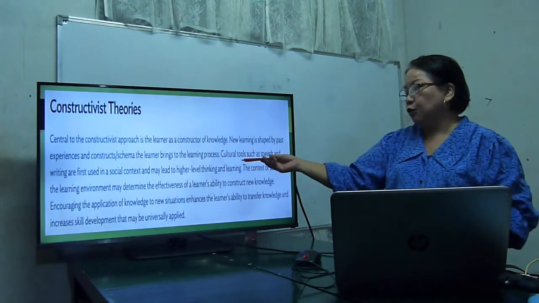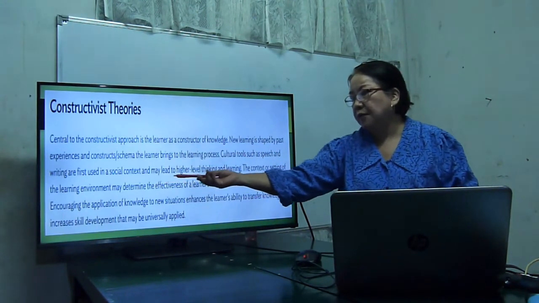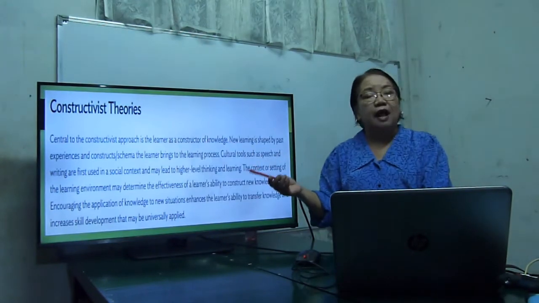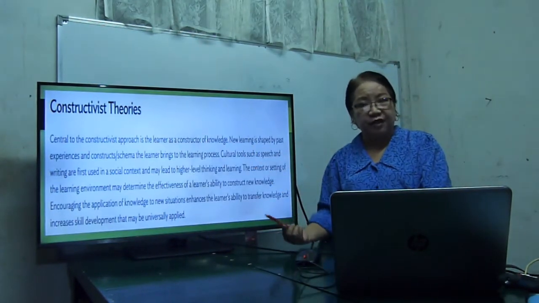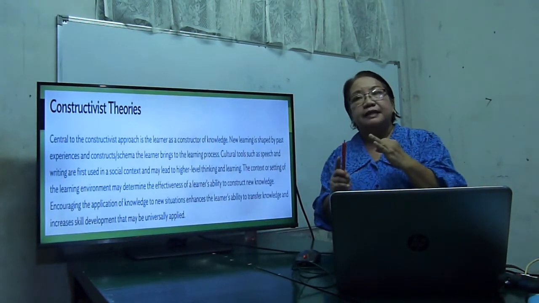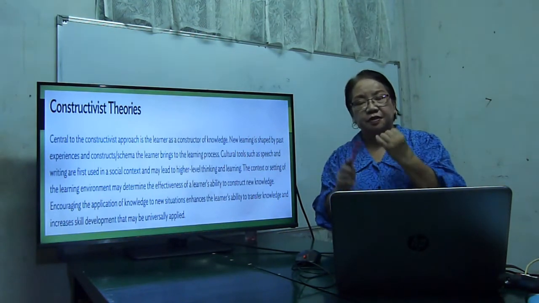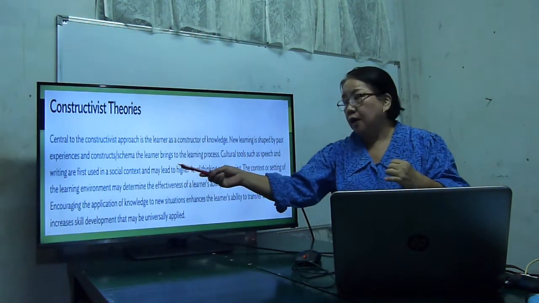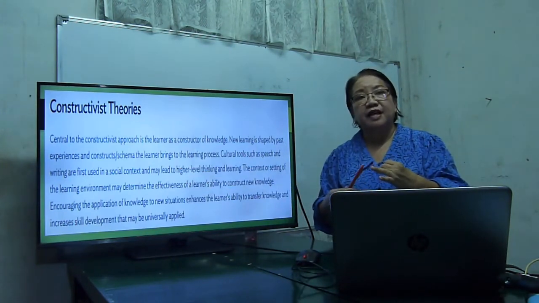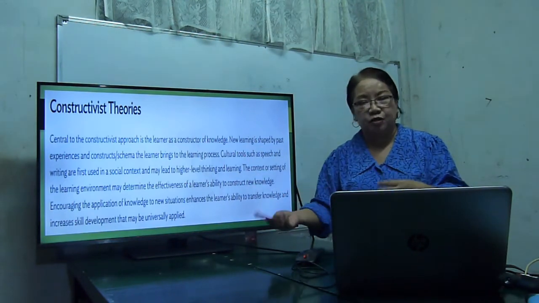So, cultural tools such as speech and writing are first used in social context and may lead to higher level thinking and learning. So, dito papasok si Lev Vygotsky because according to Lev Vygotsky, there are two central factors that help in the learning of the students. One is language and another is cooperative learning, no? So, there should be a collaboration.